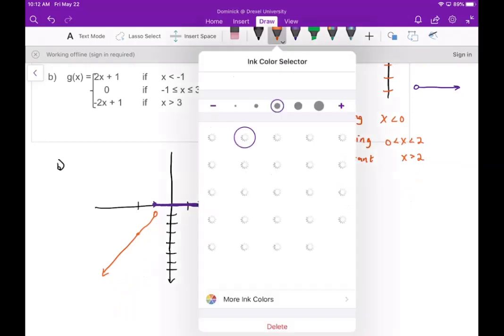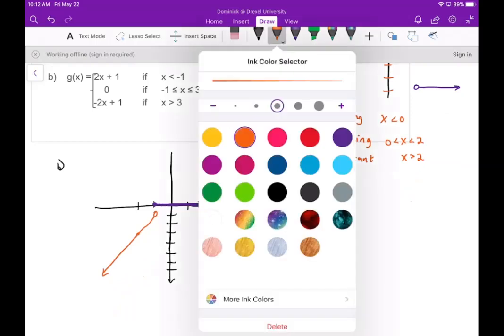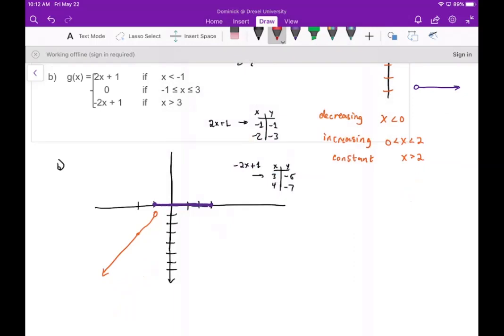So for that part, we'll use a different color. Let's use red, sure. So then when we're at 3, we're at -5. 1, 2, 3, 4, 5. And of course, an open circle again. And then when we're at 4, we're at -7. So something like this.